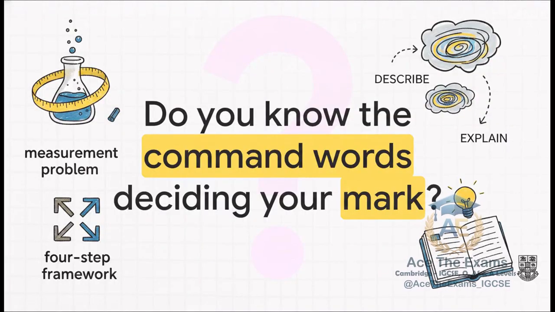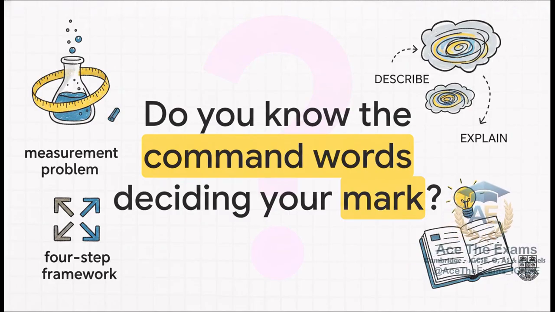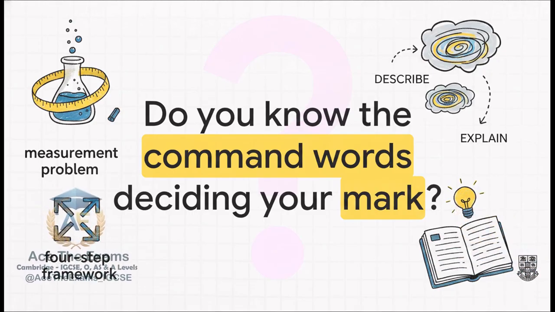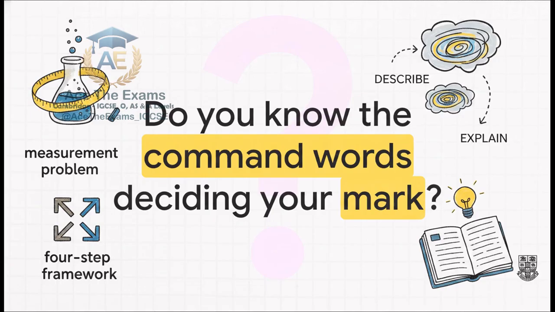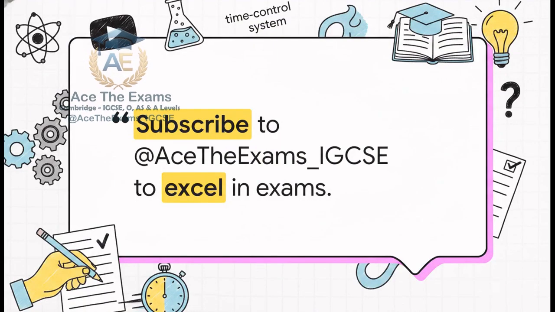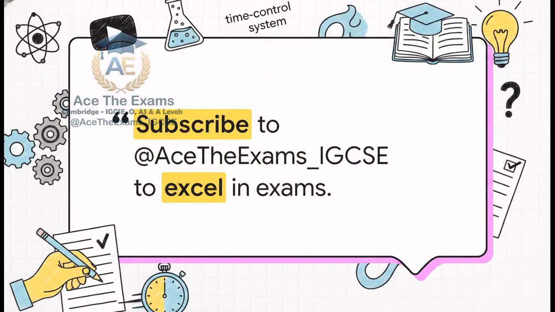So, we've solved the measurement problem, and you now have the robust 4-step framework. But here's the catch. Your new top-band answer completely depends on understanding the specific command words Cambridge uses to test these concepts. If you don't know the critical difference between describe and explain when evaluating a practical setup, or how to manage your time across a demanding paper, this framework alone won't save you from running out of minutes on the clock. Which is exactly why you need a strict time control system.